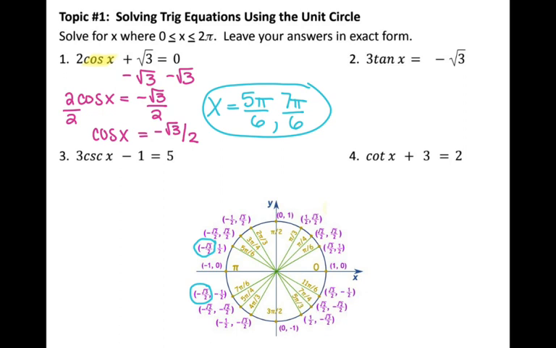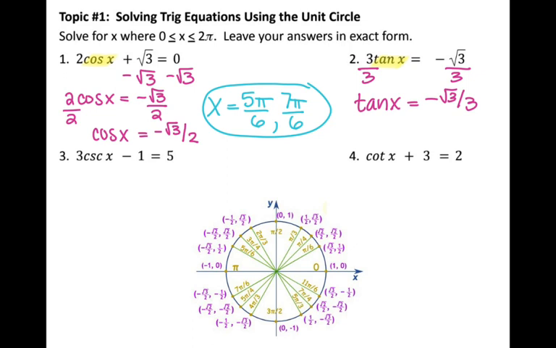Number 2 is a similar idea, so I'm going to go ahead and isolate my tangent of x. From here, I'm going to divide both sides by 3 to get tangent of x by itself. So I have tangent of x equals negative root 3 over 3. Now, if you look at your unit circle, we don't see our tangent values right on the unit circle. If you recall, tangent is y divided by x.